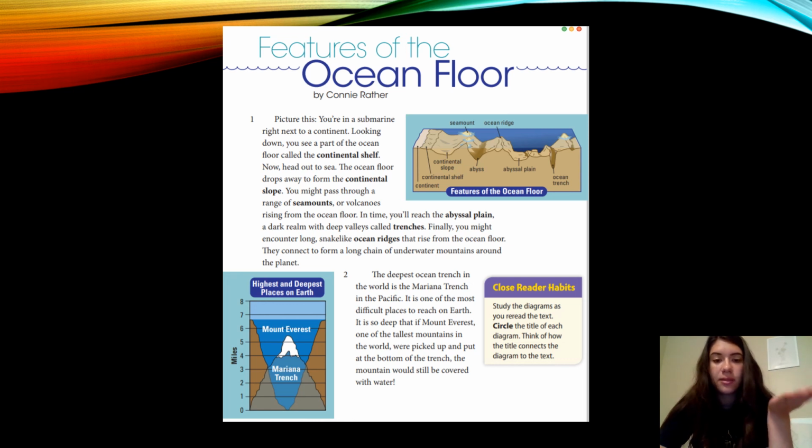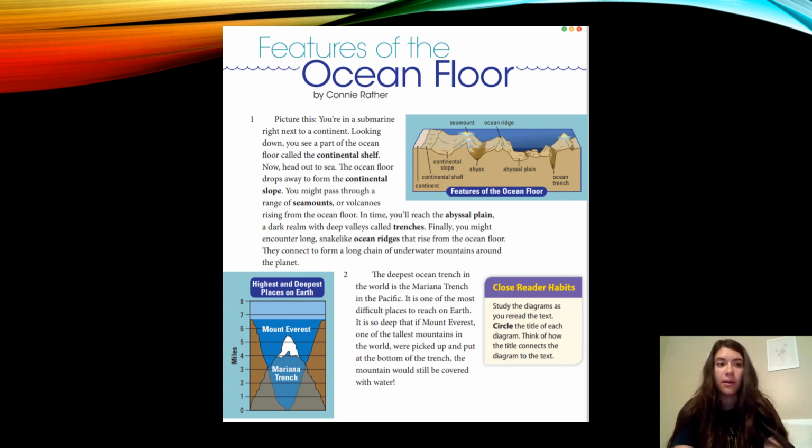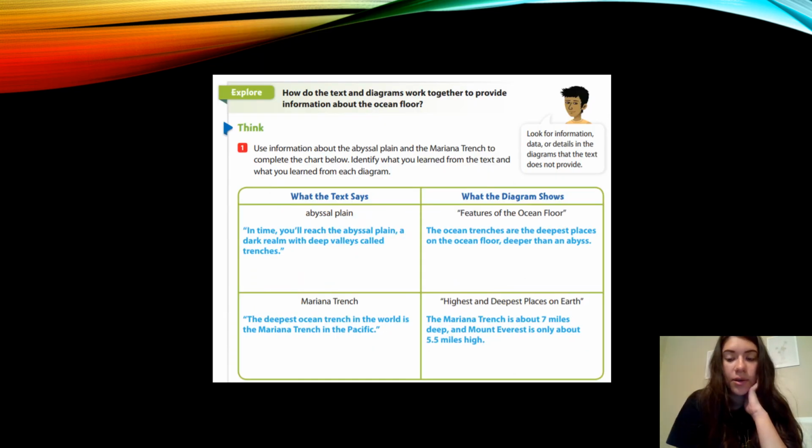Now I've got to see, how does the picture support that? Well, when I look at the side of the picture, it says miles. So I know that the Mariana Trench is about 7 miles deep and that Mount Everest is only about 5.5 miles high, which means that the trench is deeper than Mount Everest is tall, which would prove that it's the deepest in the Pacific. So here are the answers for the work we just did.